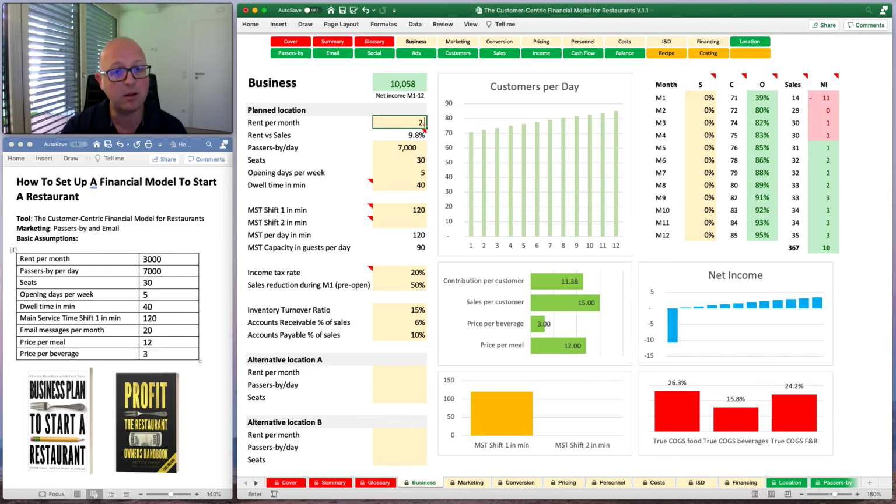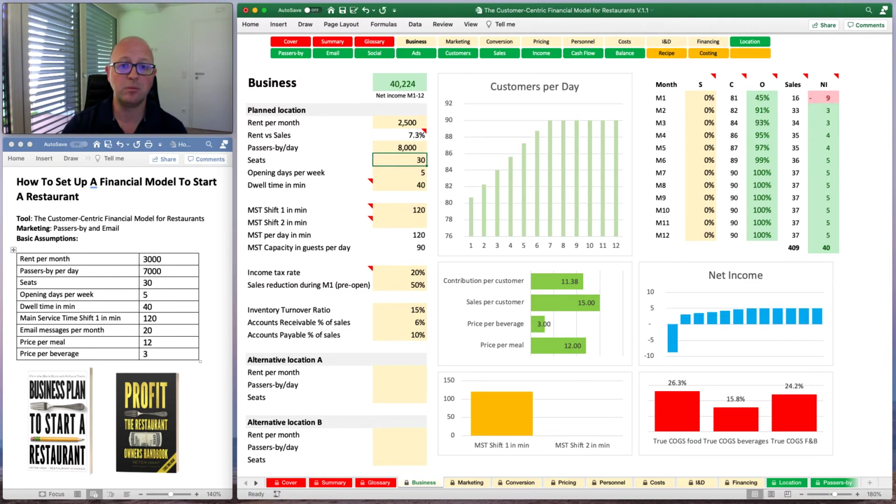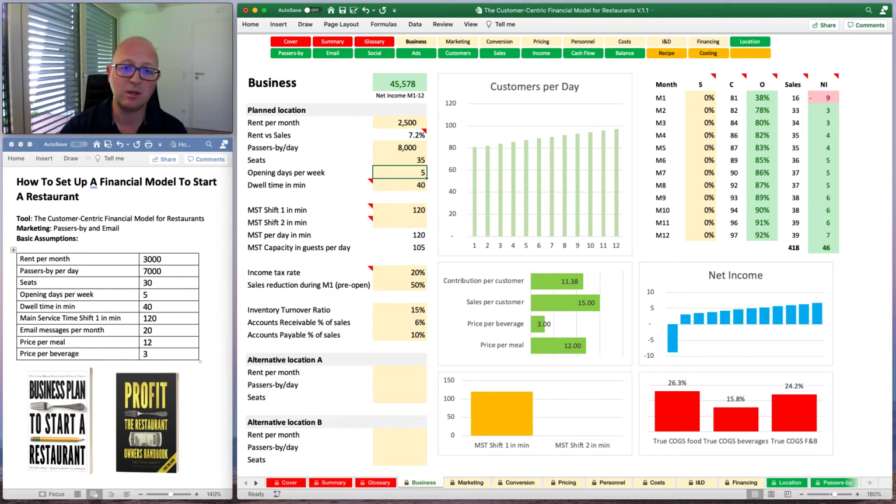Maybe you find a rent that's cheaper. Maybe you find a location with 8,000 people. Maybe your restaurant has 35 seats. As you see, that's something I wanted to show you. As you see here, now there are 35 seats in.